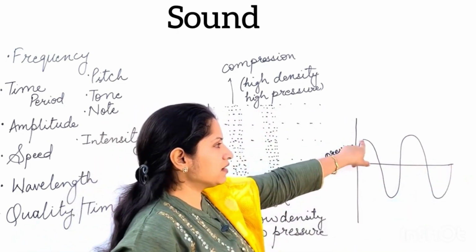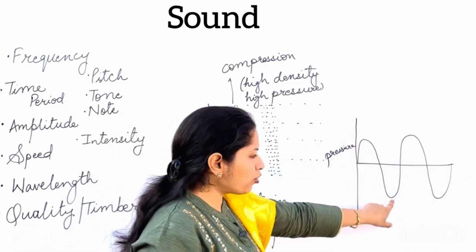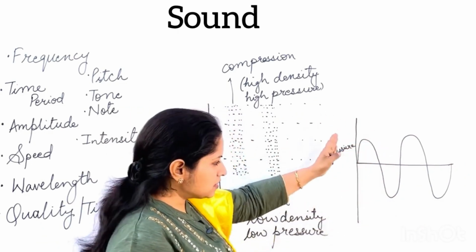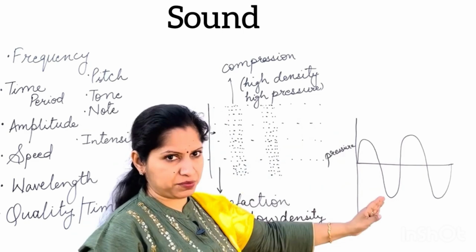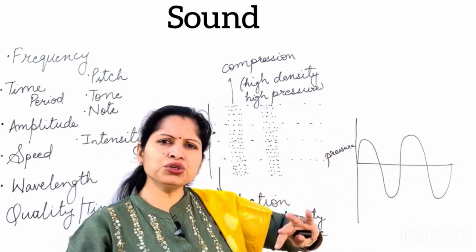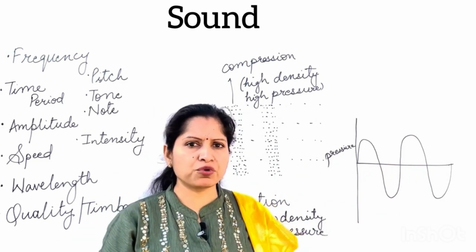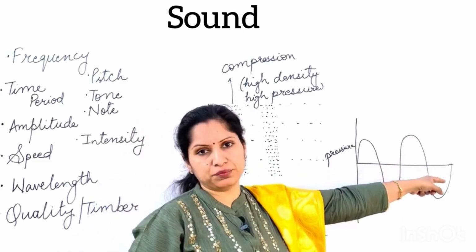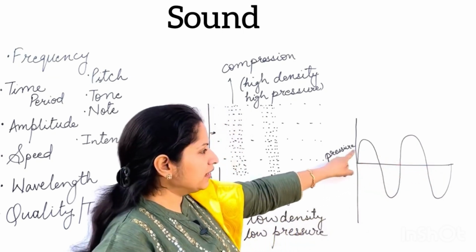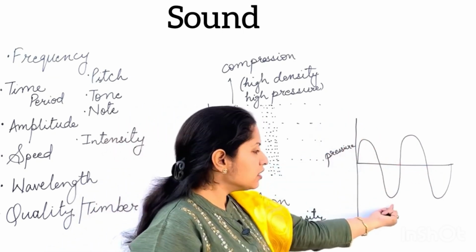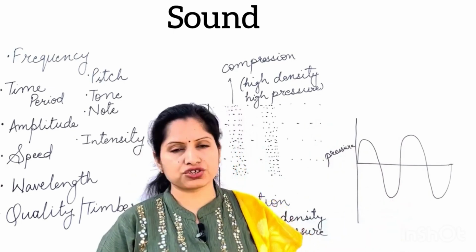This point represents the pressure being high, and this point represents when the pressure is the minimum or lowest, because this is the pressure we are representing. And this mean line here represents the neutral pressure. When there was no sound propagating in the medium, whatever the pressure of the particles there was is shown by this mean position line. So the area of high pressure is represented here, and when the pressure falls down, this is the area of low pressure.